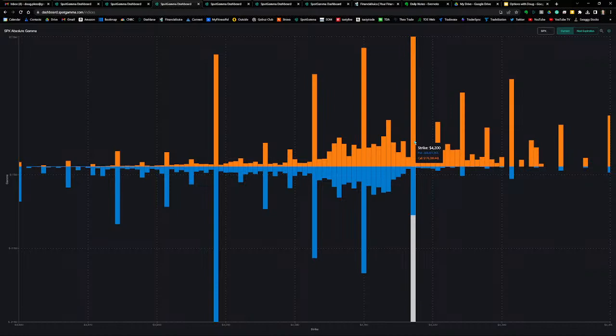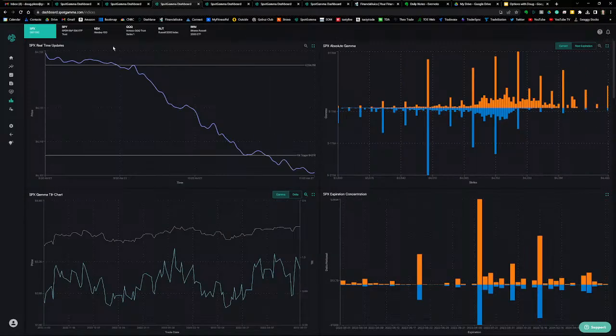Again, the strike with the largest net positive gamma can be expected to act as resistance. And then note also the significant amount of gamma at the big round number levels, the 4150 and the 4100. All right, so that's SPX.